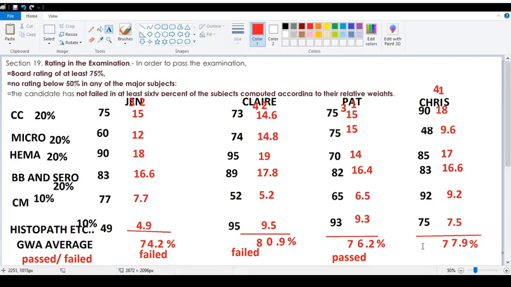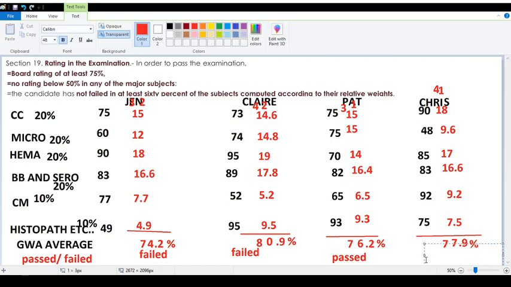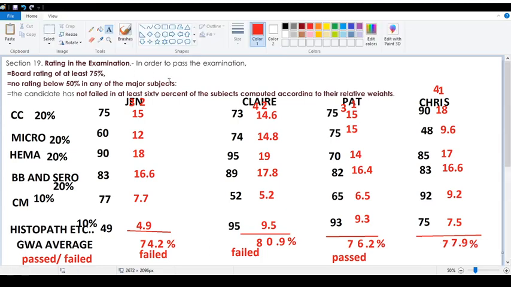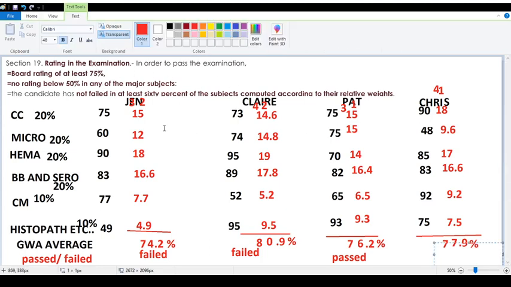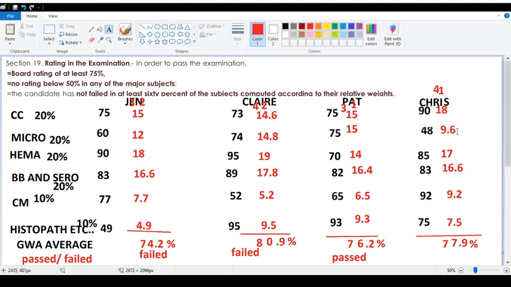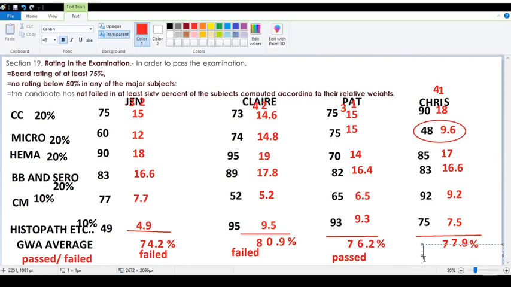So his board rating is 77.9. Does it mean that he passed the licensure examination? Let's check first. Board rating of at least 75. So he met the first criteria. No rating below 50% in any of the major subjects: 90, 48, bam. So there it is. That's the reason why. Okay, so failed na siya.